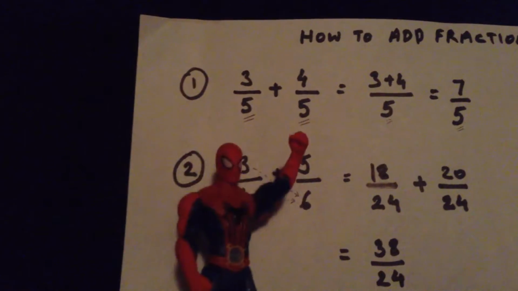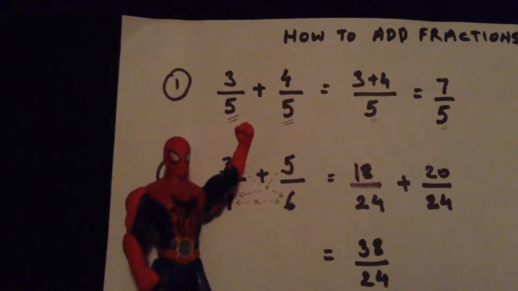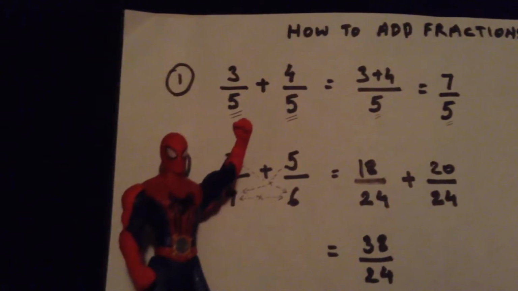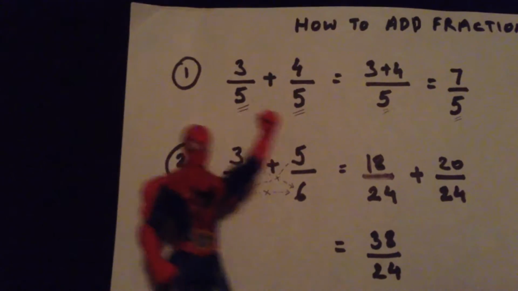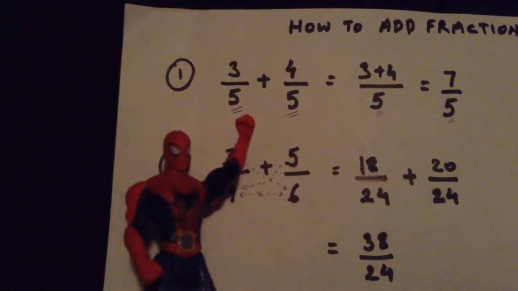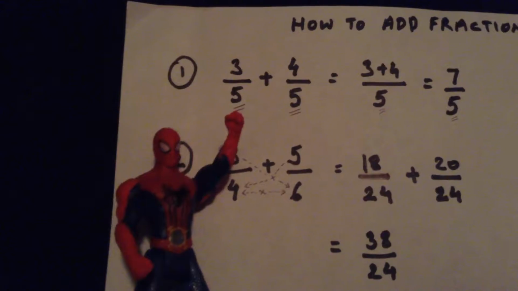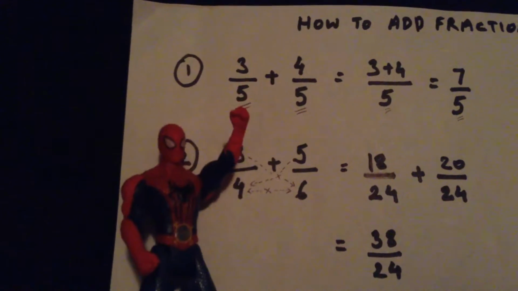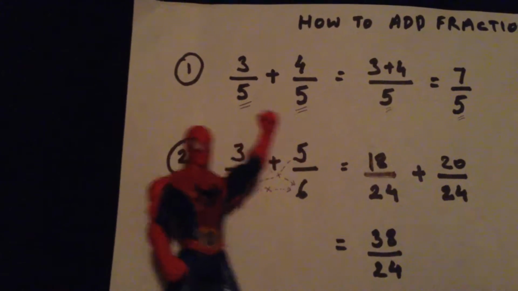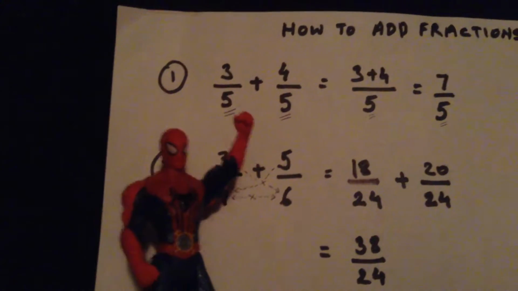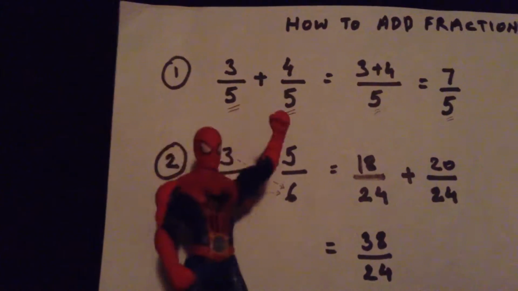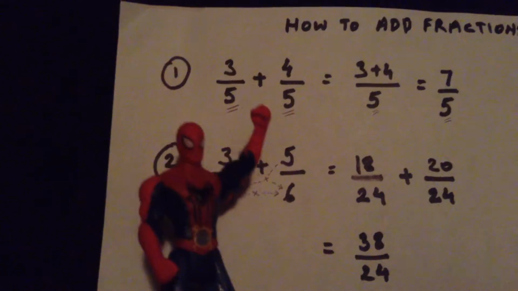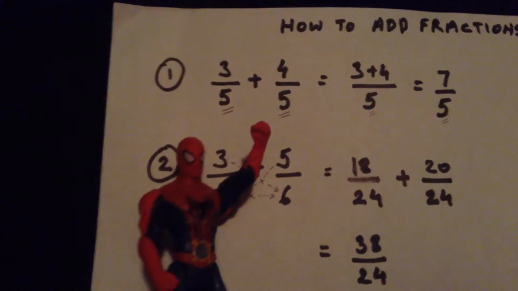When you're adding fractions, the first thing that we need to do is take a look at the denominators of both the fractions and see if they are common or not. If the denominators of both the fractions are common, it is a very straightforward calculation.